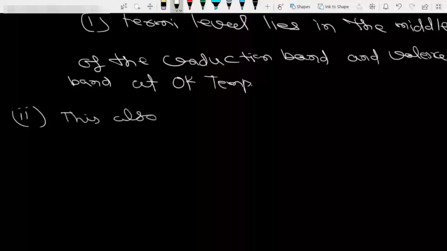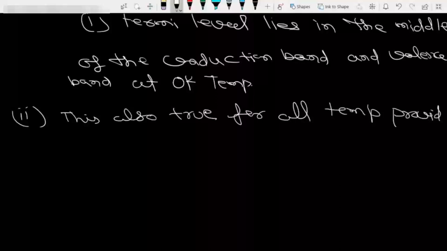And the second point is, this is also true for all temperatures, provided that mp equals mn, that is, the effective mass of holes and the effective mass of electrons are equal. So not only at 0 Kelvin temperature, but at every temperature, the Fermi level in an intrinsic semiconductor lies in the middle of the valence band and conduction band, but the condition is that the effective mass of holes should be equal to the effective mass of electrons.